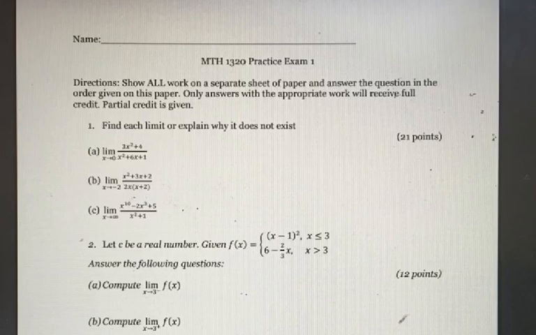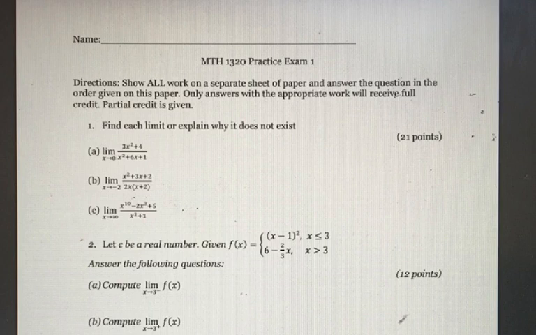So this video is a practice exam 1 review, and we will go over questions that were on the PDF sheet as a supplemental video to the other practice exam questions. So let's look at question 1, which is evaluating limits. Specifically, we're evaluating them algebraically.